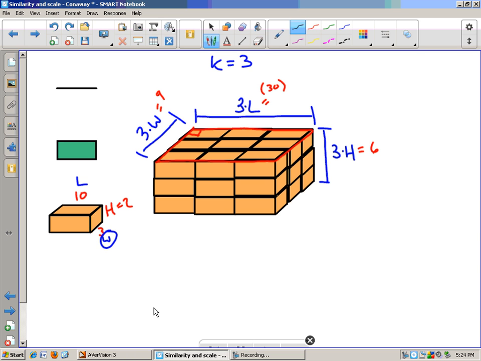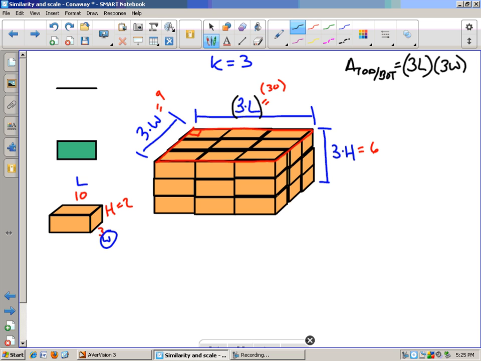Or, as I would prefer to look at it, the area of the top and the bottom is equal to a rectangle with a side of 3 lengths, 3L, times 3W. So that's actually going to get multiplied to be 9LW.